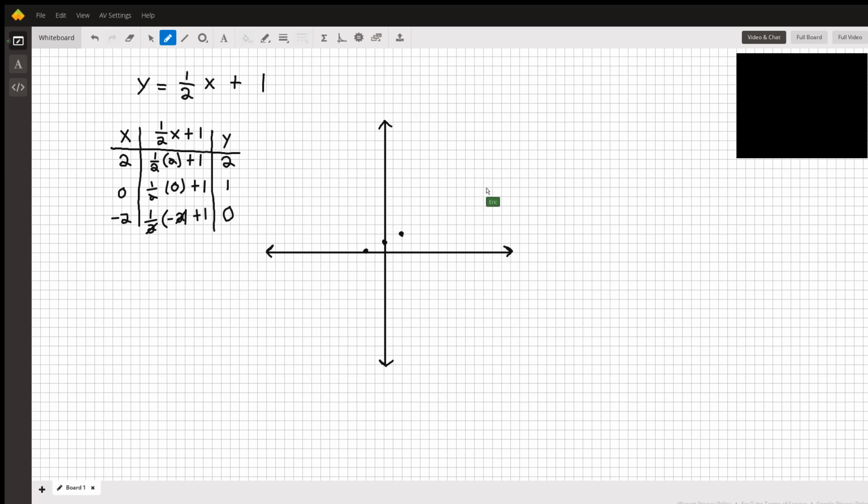Now, a line, there are an infinite number of points that are on this line. These are only 3 points. You could have chosen any values of x to plug into the equation to find y. But the answer is going to be the line that contains these points.